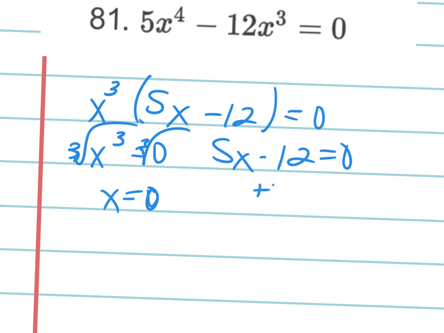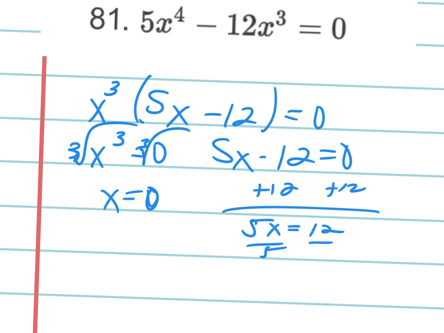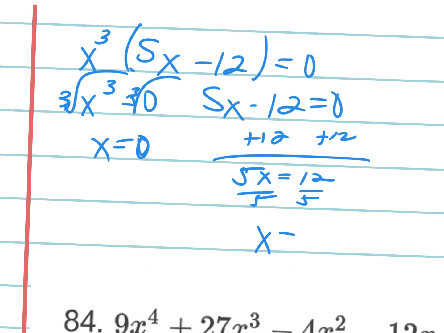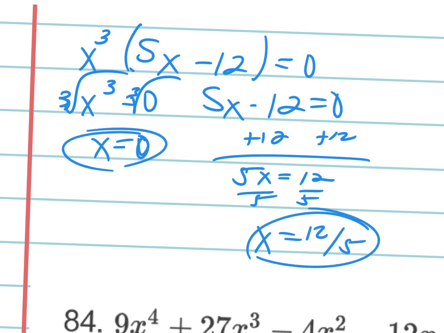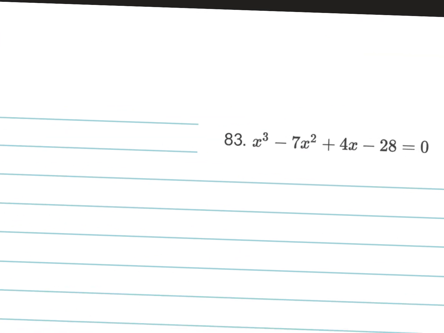And then here we're going to add 12 to both sides. 5x equals 12. Divide both sides by 5, and you get x equals 12 over 5. So your two answers here are x equals 0 and x equals 12 over 5.